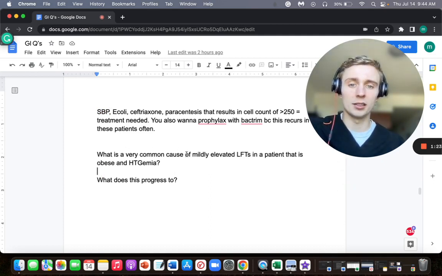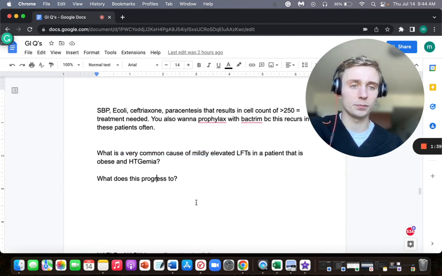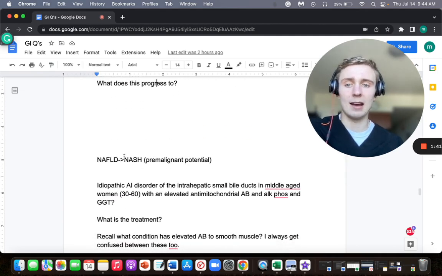We just finished with spontaneous bacterial peritonitis, and now we'll go to the next question, which is: what is a very common cause of mildly elevated LFTs in a patient that is obese, also with hypertriglyceridemia, and what does this progress to? That's going to be NAFLD, non-alcoholic fatty liver disease, which progresses to NASH, non-alcoholic steatohepatitis.